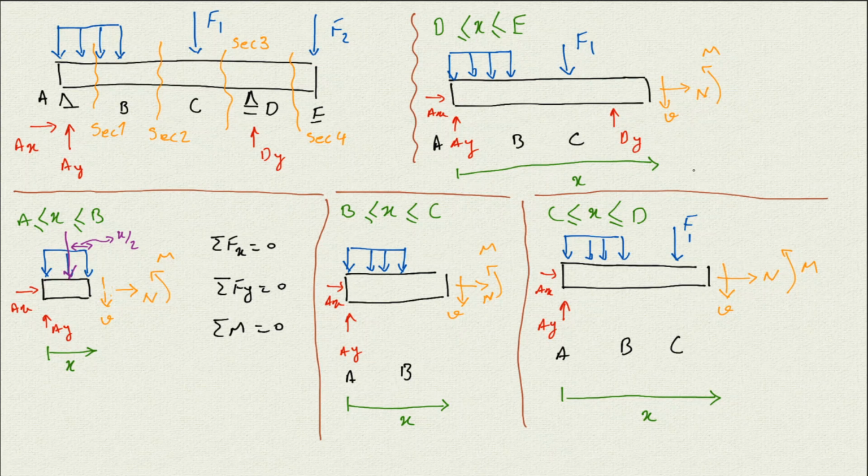So by doing that, for each section we'll write the equilibrium equation, and by doing that we get the N, V, and M as a function of X for each section. Then we just need to draw the equations for those sections, and then we have the diagram of the normal force, the shear force, and the bending moment throughout the beam.